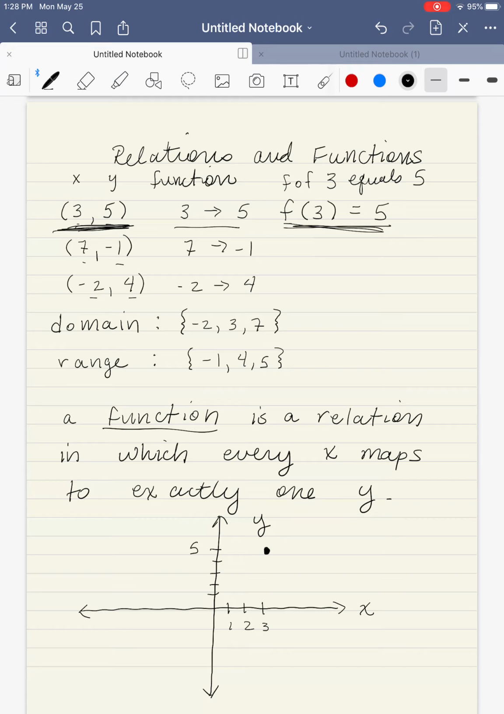Pause the video and rewrite each of these other two ordered pairs using function notation and plot those ordered pairs. And when you're finished with that, go ahead and restart the video.